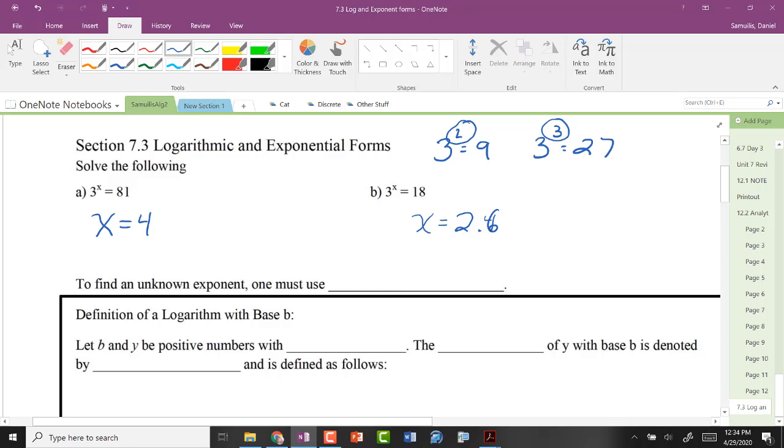Okay, so here's the issue. That's not too bad, but what if you get into really difficult things, like 27 to the 3x minus 25 equals 4,821? I really do not want to spend a bunch of time trying to guess and check my way through this. So there is this item called a logarithm, and a logarithm is what is going to allow you to solve for an unknown exponent. This is a brand new term for us: logarithm. To find an unknown exponent, one must use a logarithm.